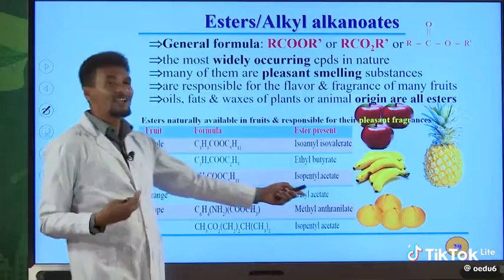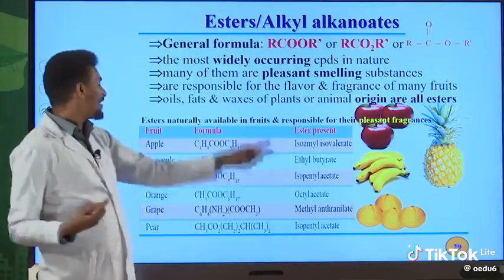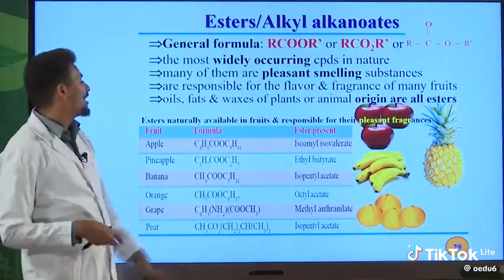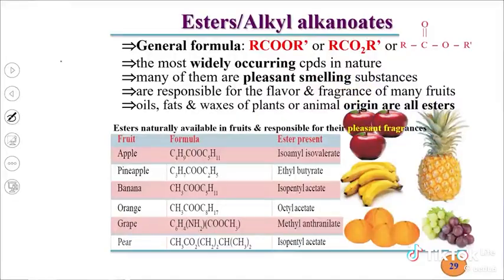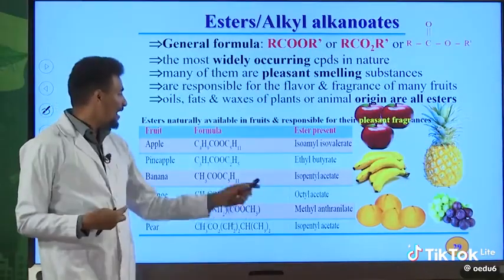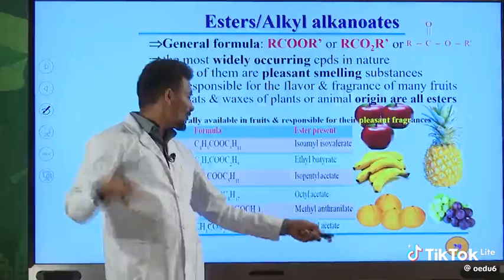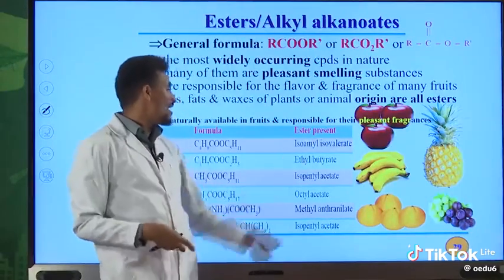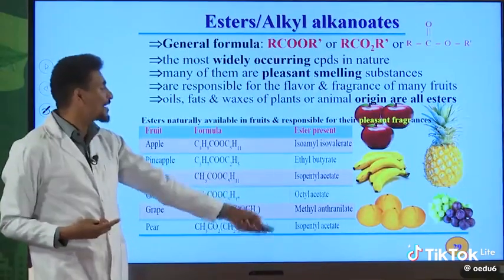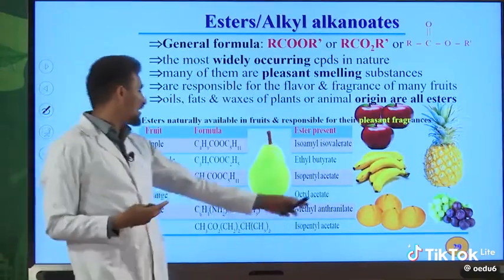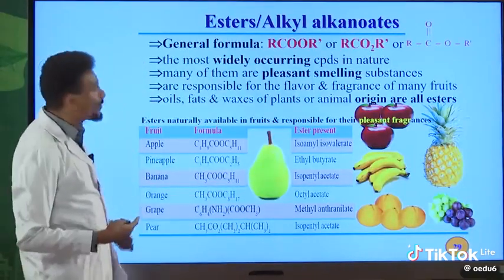Another one is octyl acetate. This is an ester found in orange, and therefore it is responsible for the pleasant smell of this orange. Another ester, found in grapes, is methyl anthranilate. This is the formula for that ester. And the last one is isopentyl acetate. This one is found in pear.